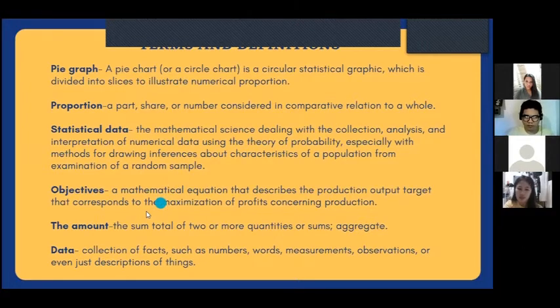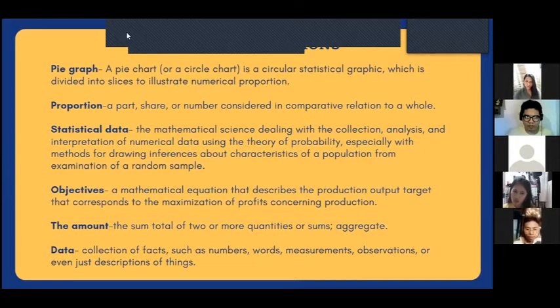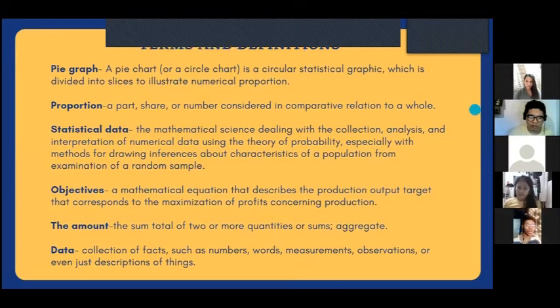So the rest will be continued by Adrian and Yasco. Sorry, there is a technical problem with my connection. So I'll continue to the objectives, right?